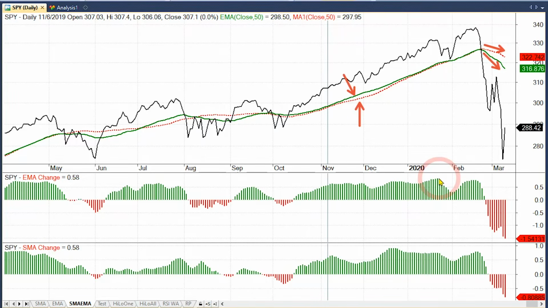The EMA is weighting those more recent prices heavier than the past prices. So you've got 50 days in the calculation of an EMA. Well, the first 25 days are going to be weighted less than the most recent 25 days.